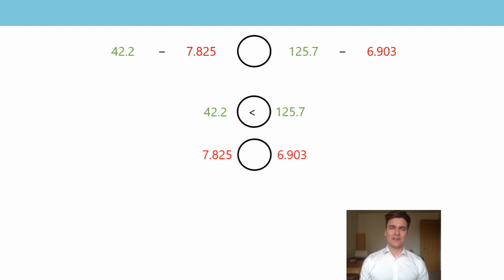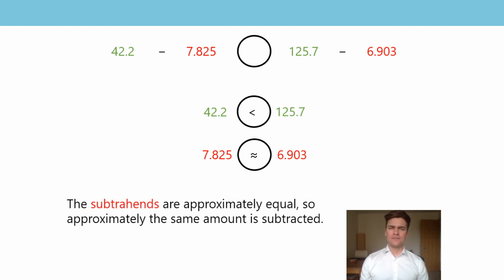What can you tell me about the subtrahends? We could say 7.825 is greater than 6.903, but I've gone for this symbol. Why is it okay for me to use this symbol? Those two values, those two subtrahends, they're about the same. They're approximately equal. So with that in mind, give this sentence a read for me. 1, 2, 3. The subtrahends are approximately equal.